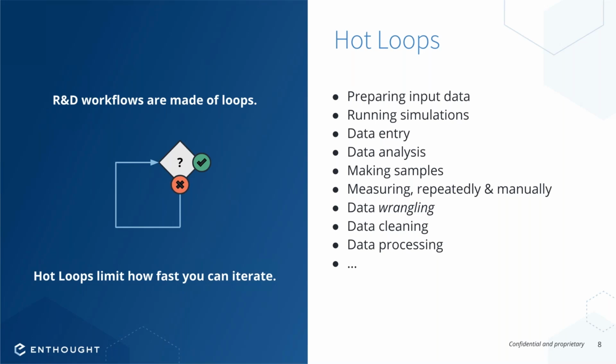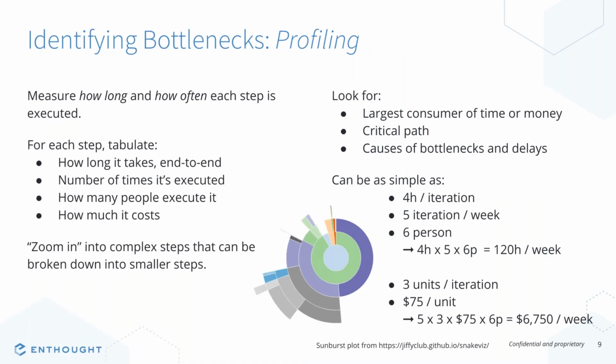So what we'd like to do here is to have a process to help you identify which of these steps should be targeted first. And for that, I suggest taking an idea from computer science that's called profiling. The idea is to look at your workflow and to measure and keep track of how long and how often you're doing each step. So for each step, tabulate how long it takes end to end, the number of times you do that step in your workflow, how many people do it, and how much it costs.